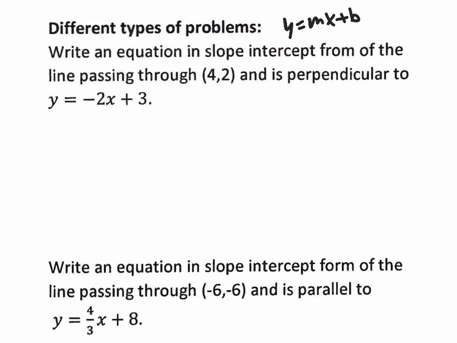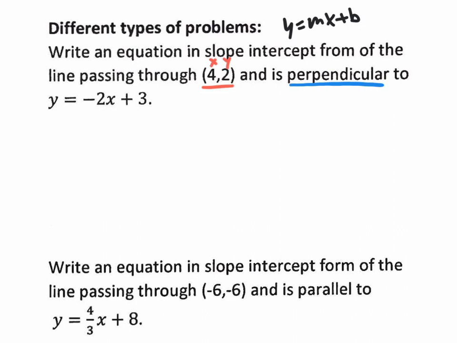And what do they give us here? They tell us that our line passes through this point, which is an x and a y value. And they tell us that it's perpendicular to this other line, okay? So what do they give us? A point and they give you another line. Okay, so let's think about this. They're telling us that the line that they're giving us is going to be perpendicular to the one that we want to write. So indirectly, they are giving us the slope, right?